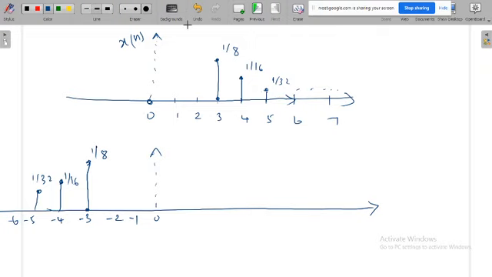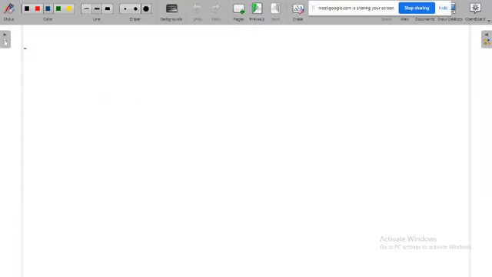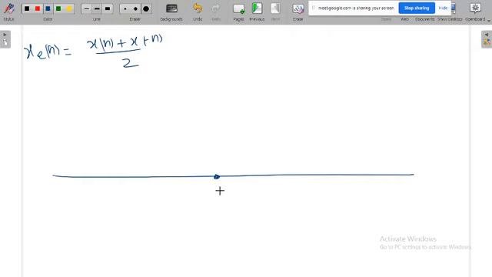So directly I can write, just by adding these two and then dividing by 2. Okay, so you add these two and then divide by 2. So that means the even part x_e of n is equal to x of n plus x of minus n, divided by 2. Then what you will be getting finally?